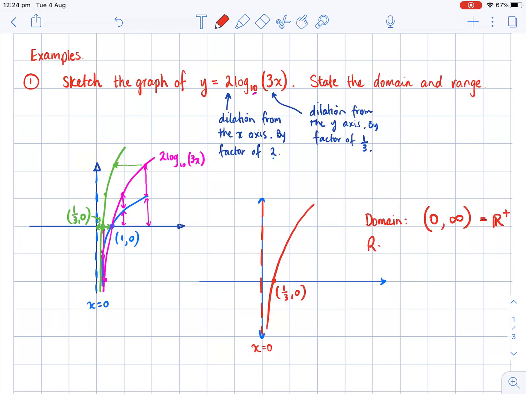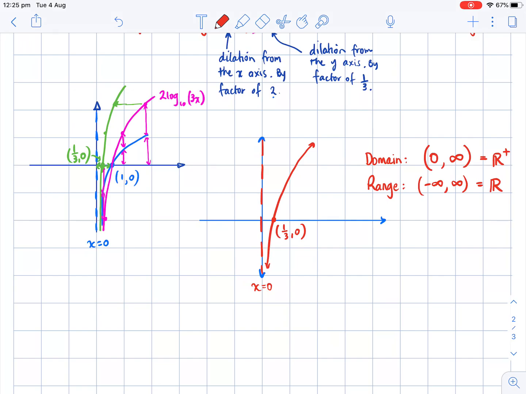And my range of this graph is all of the values that y can be, and because it goes down to negative infinity and up to positive infinity, I can write it as negative infinity to positive infinity, or I can use set notation and just say that it's R. And there's my graph. My x-axis intercept, I can prove that it is at 1/3 if you wanted by solving the equation above. And that looks like this.